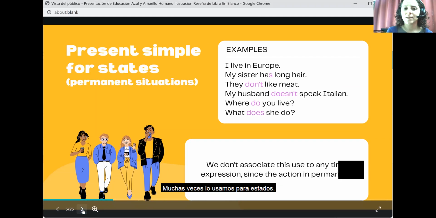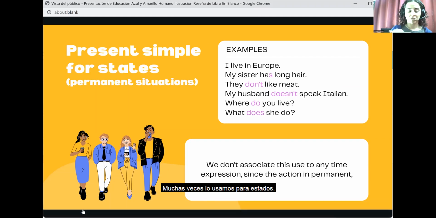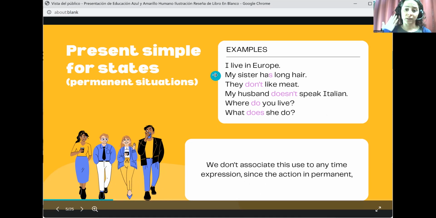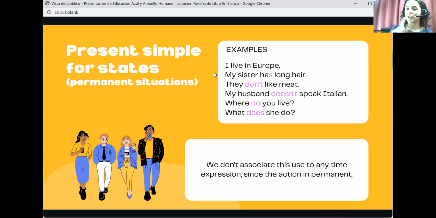So many times we use it for states, something that doesn't change, a situation that is permanent. I live in Europe. My sister has long hair. They don't like meat. Permanent situation. My husband doesn't speak Italian. Permanent state.